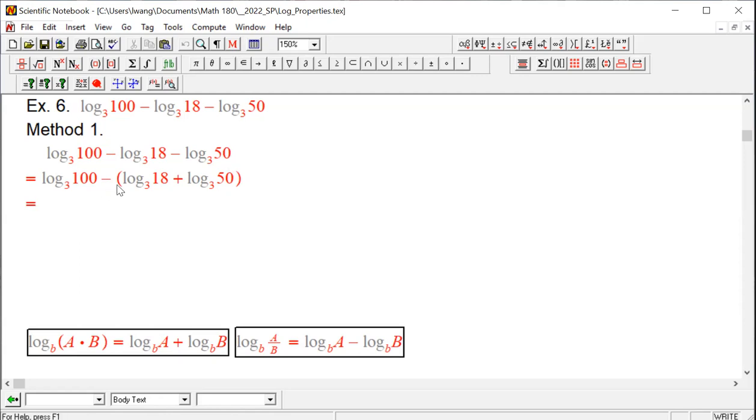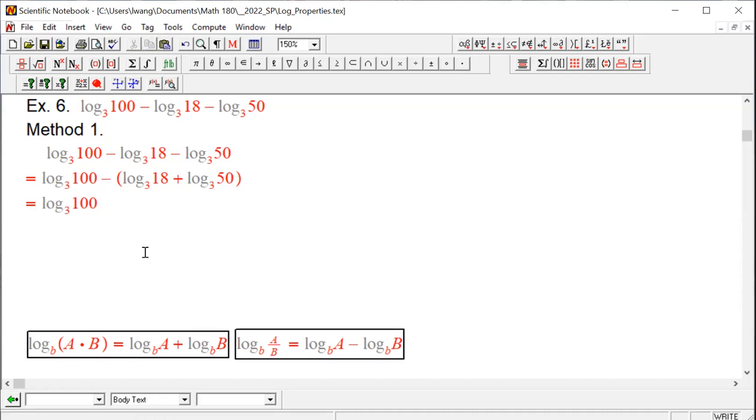Okay, so subtracting parentheses, right? Subtract, so we can subtract the parentheses. So inside the parentheses is going to be adding. Adding means we're going to use the product rule. So inside we're going to use the product rule. So we're going to log base 3, right? And we have 18 times 50.